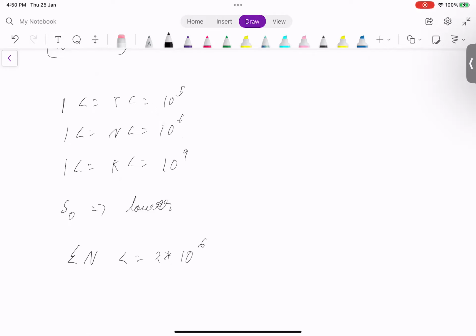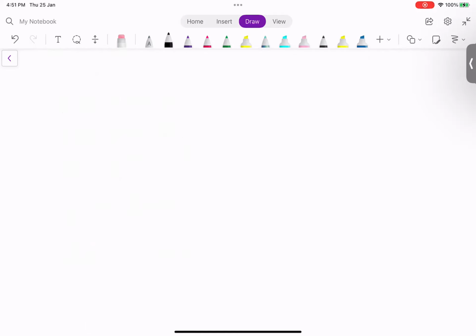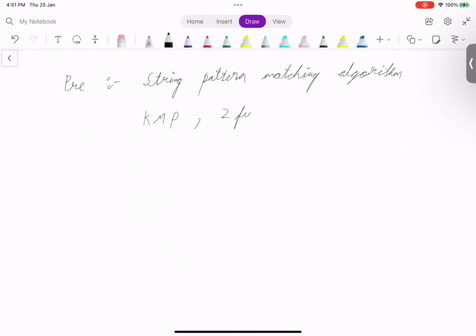So let's see how we can solve this problem. Firstly, the prerequisite is that you have to know at least one string pattern matching algorithm. You should either know the KMP algorithm, Z function, or string hashing. So you have to know this. Now we'll be using the Z function to solve this, but instead of the Z function, you can even use KMP or string hashing for the same purpose for which we'll be using the Z function.